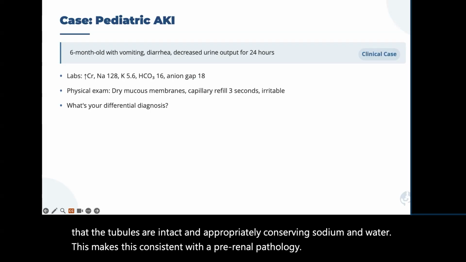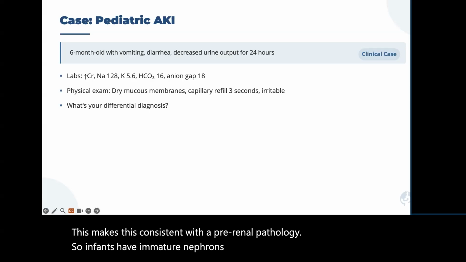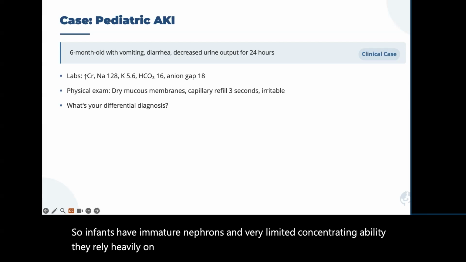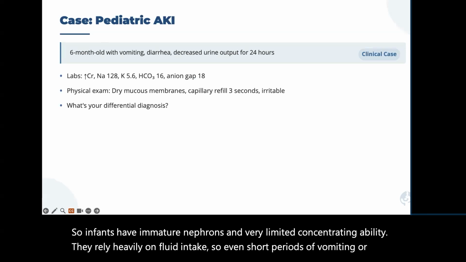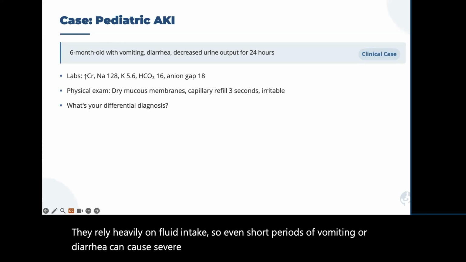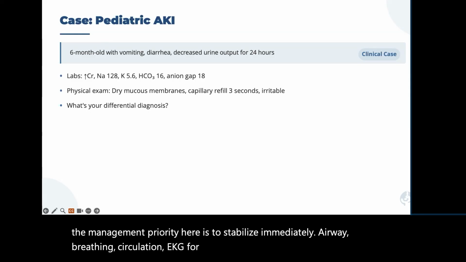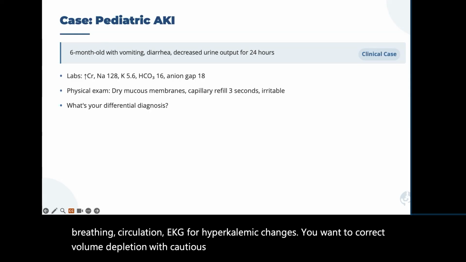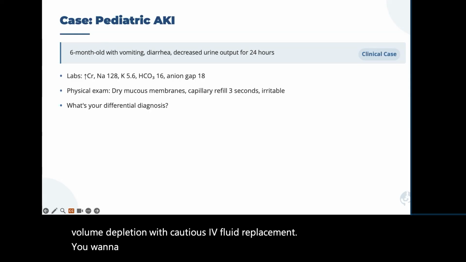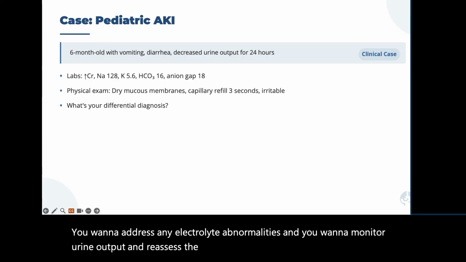So infants have immature nephrons and very limited concentrating ability. They rely heavily on fluid intake. So even short periods of vomiting or diarrhea can cause severe hypovolemia and a rapid decline in the GFR. So the management priority here is to stabilize immediately. Airway, breathing, circulation, EKG for hyperkalemic changes. You want to correct volume depletion with cautious IV fluid replacement. You want to address any electrolyte abnormalities, and you want to monitor urine output and reassess the renal function frequently.